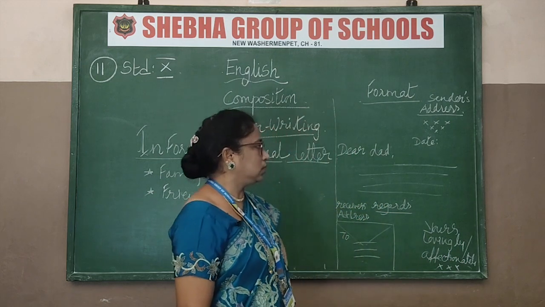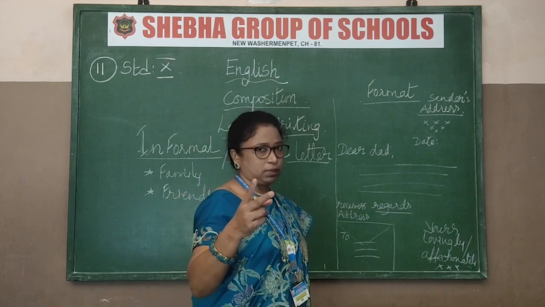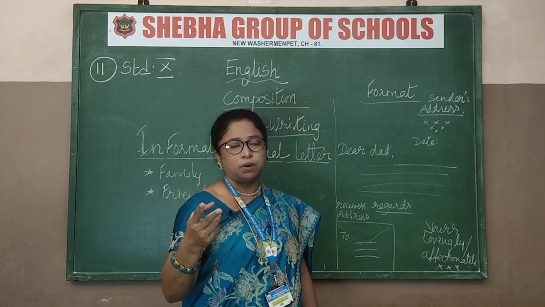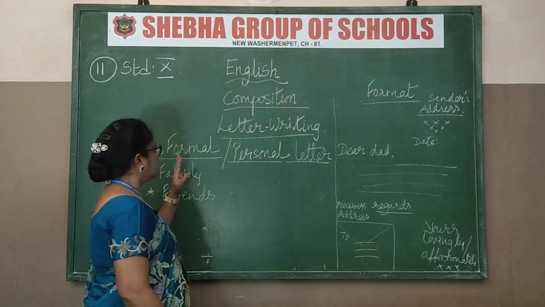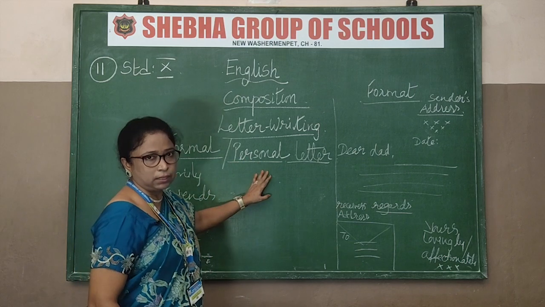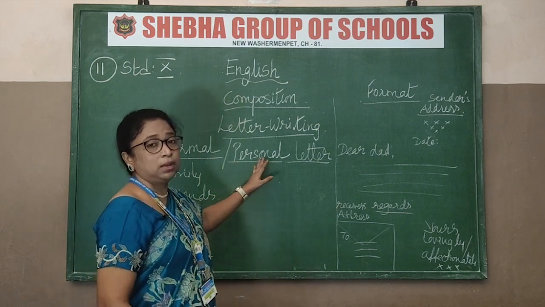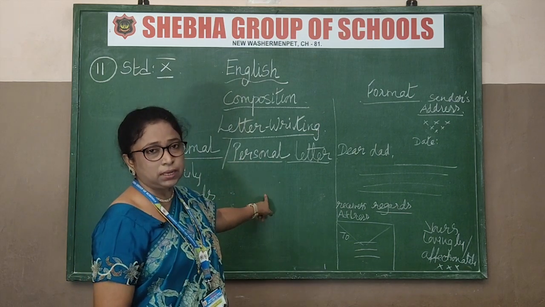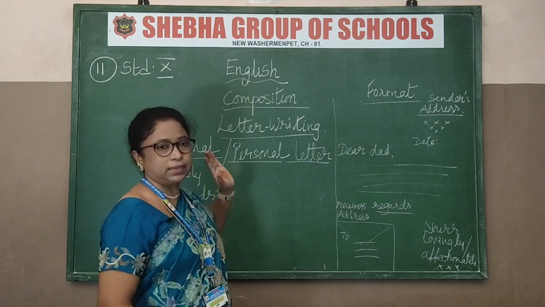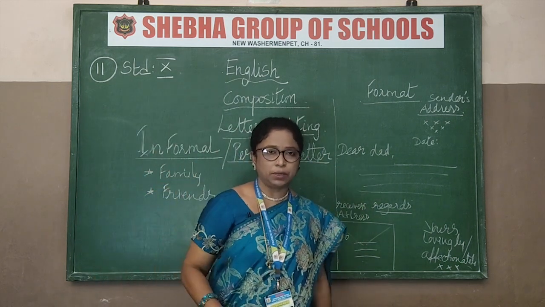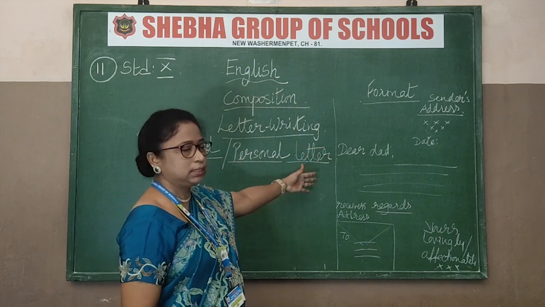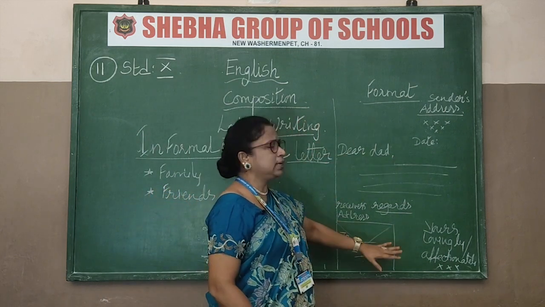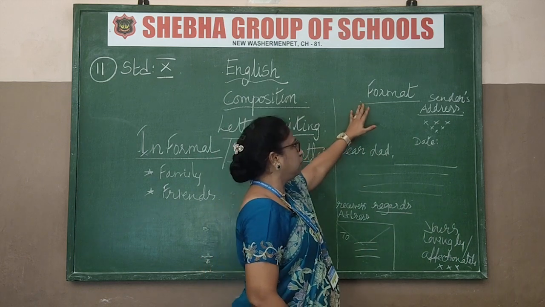Now, I told you there are two types of letters. One is informal and another one is formal. What is informal? I'll tell you the format fully, you listen to it. This is the informal letter, or personal letter. Who do we write a personal letter to? Family and friends, just family and friends only. I am giving you a format, one example letter here. This is the way you are going to write a personal letter.